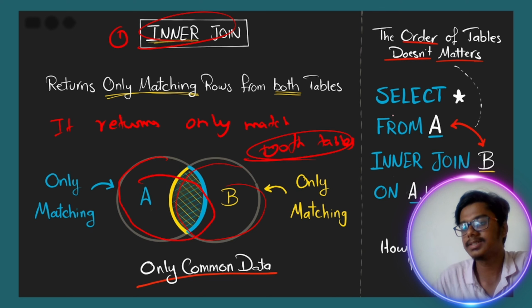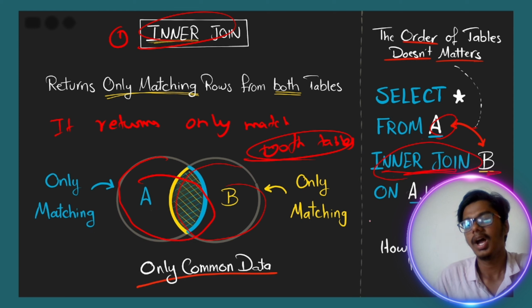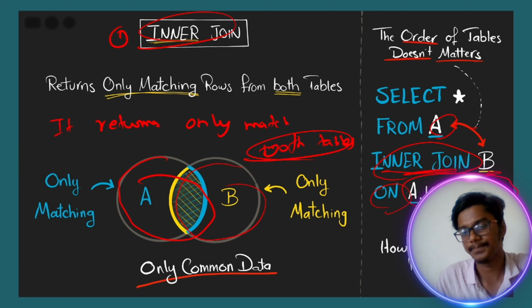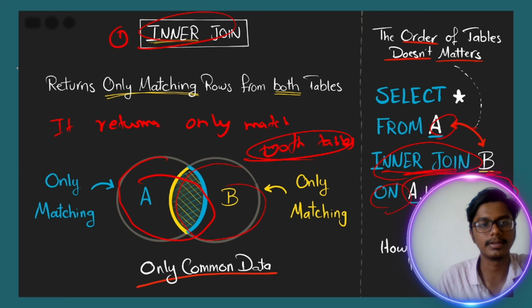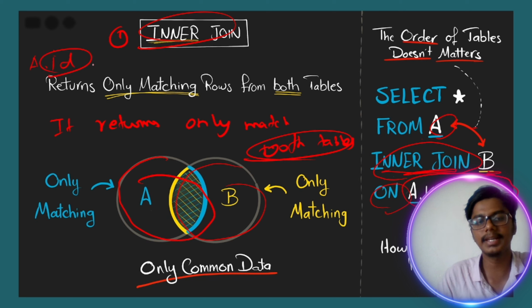So select star from A. A means this is table 1. And we are using the keyword inner join, and B, we are going to join B on a condition. And the condition is A dot key is equal to B dot key. Here I'm going to write A dot key, which means nothing but the primary key, is equal to B dot key ID. That's what I'm going to tell.